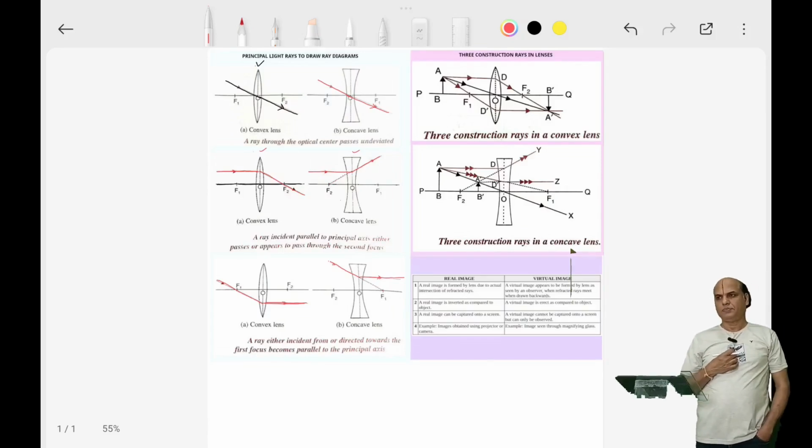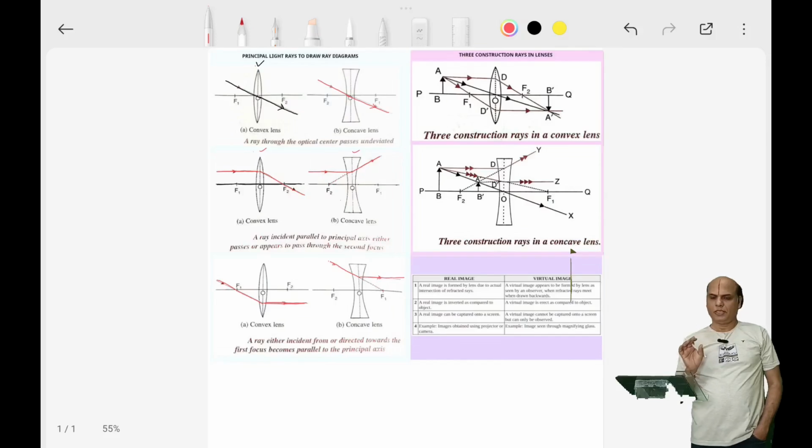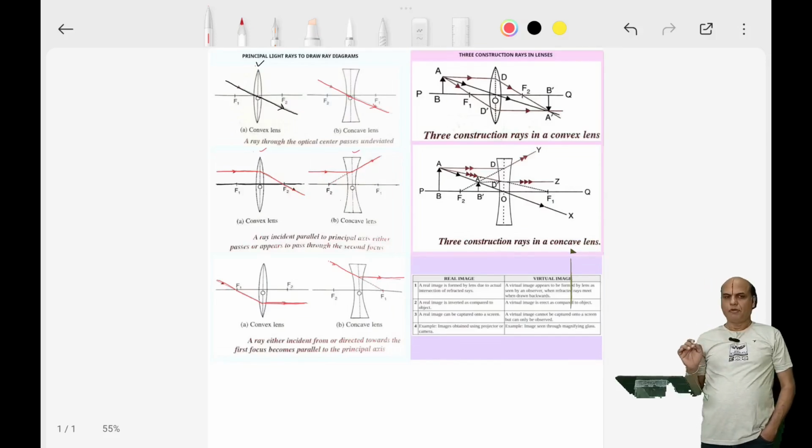while drawing ray diagrams of convex or concave lenses. For any point source to get an image, you need at least two principal light rays passing through that point. So if you are considering an object, or the top of the object, you should consider at least two principal light rays at that point to arrive at the image point of the corresponding object point.